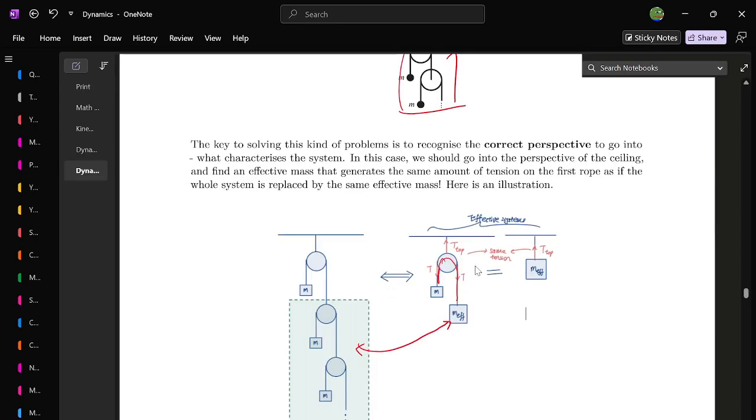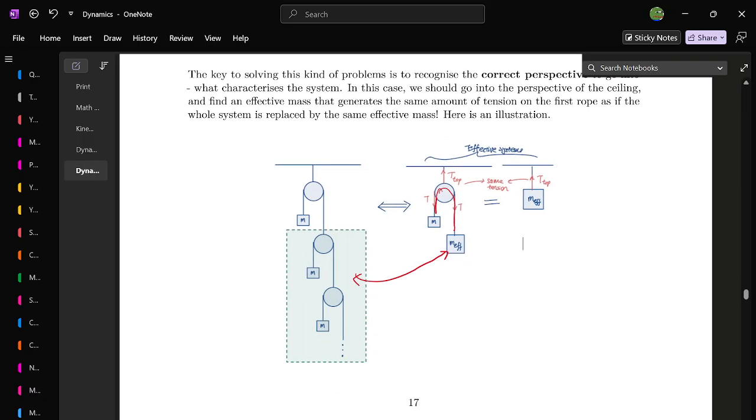So the idea here is that the tension in the top rope must be the same throughout all the systems because we said that these systems are equivalent. Now it's easiest to find the tension in the top rope in the last one, right? Because this is literally just M effective g equals T top. Okay, nothing fancy about that.